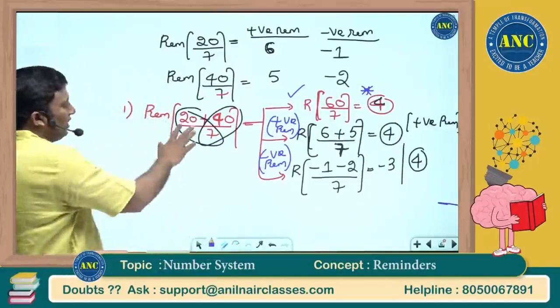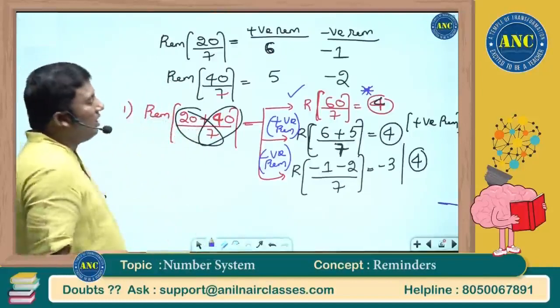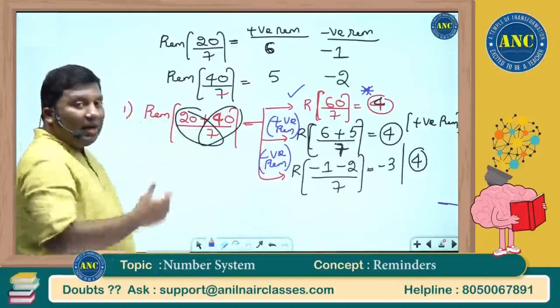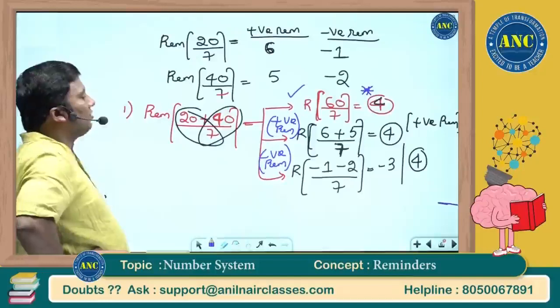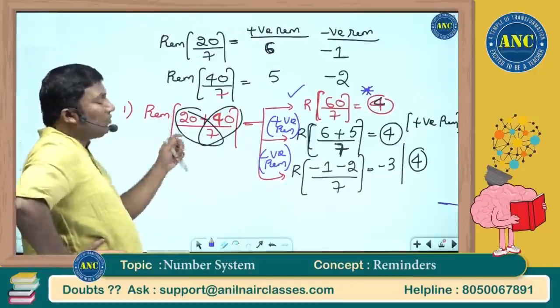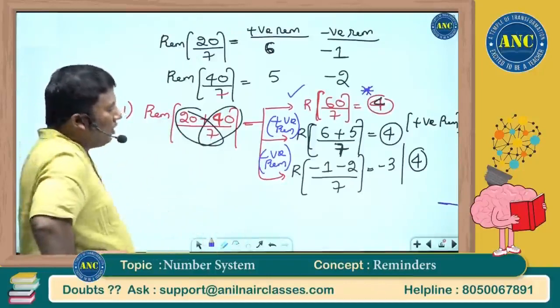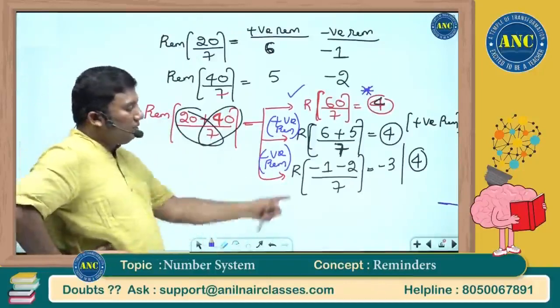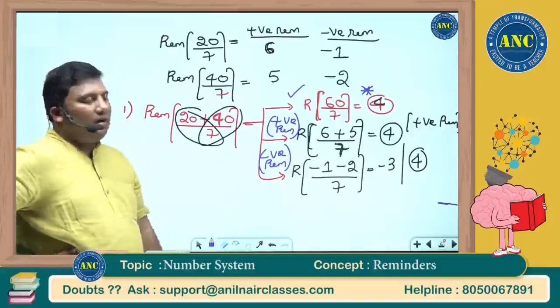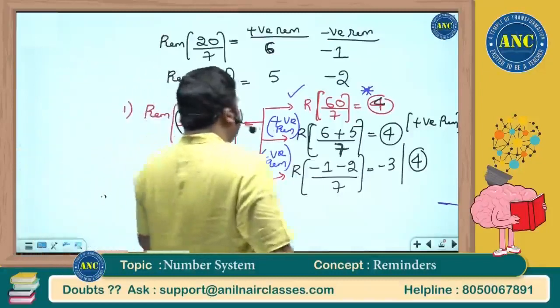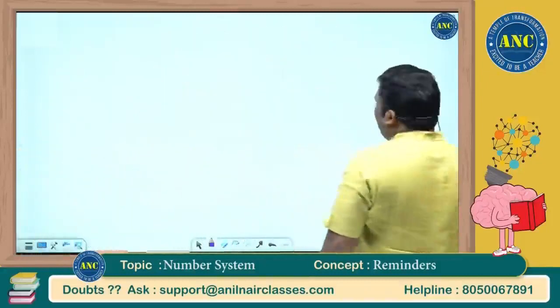7 2s are 14, 6. 7 5s are 35, 5. 6 plus 5, it is 11. 11 divided by 7, it is nothing but 4. 7 3s are 21, minus 1. 7 6s are 42, minus 2. Minus 1, minus 2, it is nothing but minus 3. Positive remainder, it is 4. This is example 1.